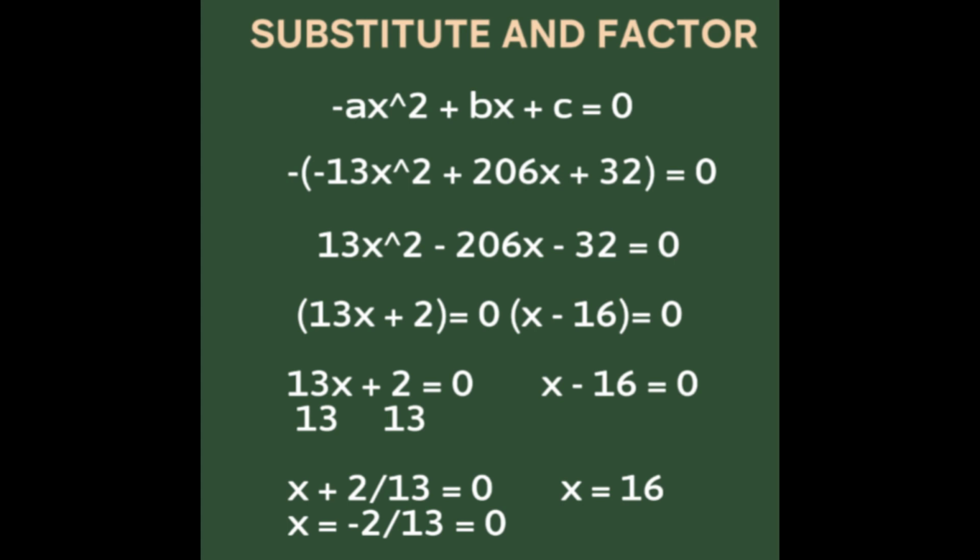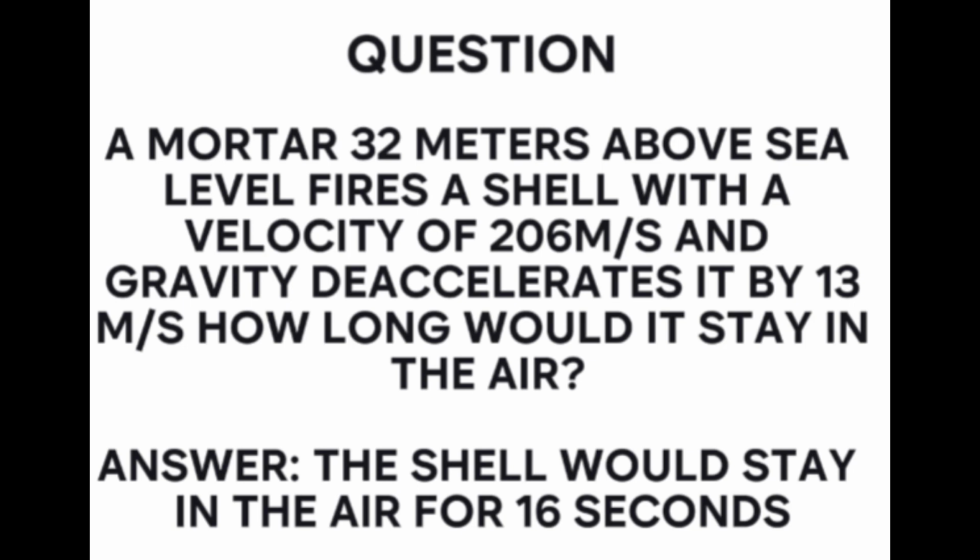Now, x minus 16 equals 0, then we move, which becomes x is equivalent to 16. And we have finally found our answer. The shell would stay in the air for 16 seconds. It can't be negative 2 over 13 because it's negative and it's also a fraction. It could be a fraction, but it's negative. So the answer is the shell would stay in the air for 16 seconds.